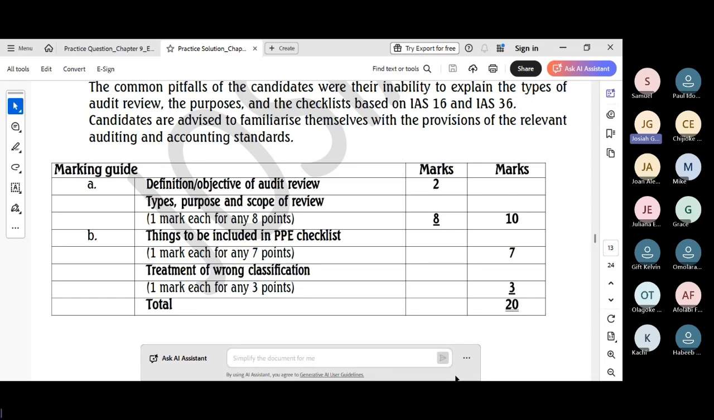ICAN can mandate Samuel and Co. to go and review the work Gabriel, Josiah and Co. did. So that's a peer review to assess the firm's overall quality management system. And number 2 is engagement quality control review, or EQCR.